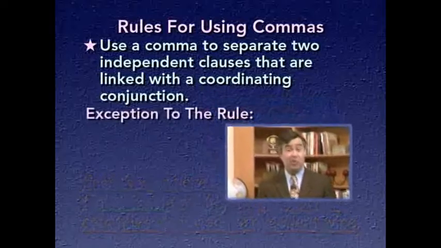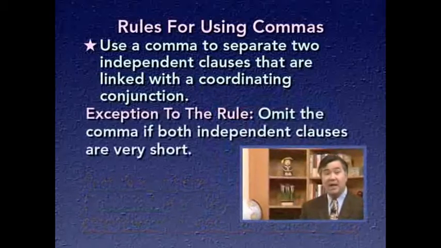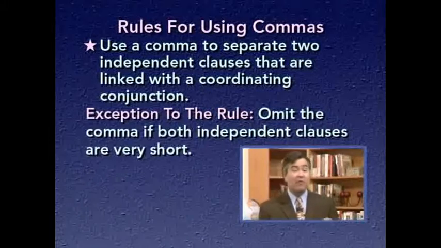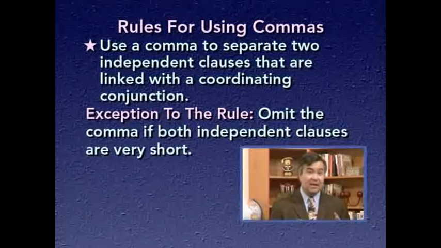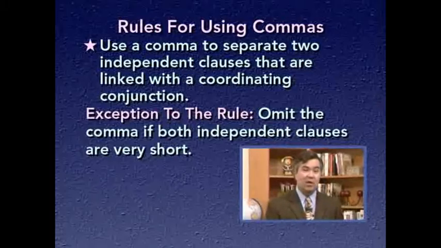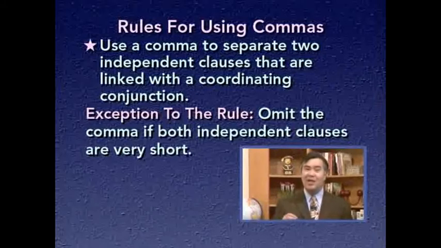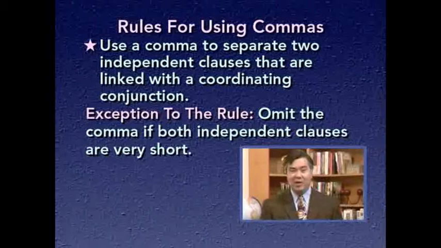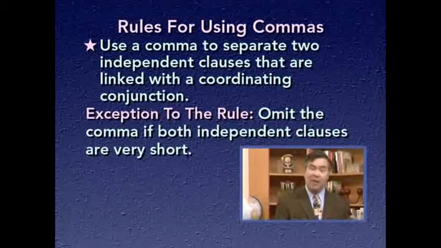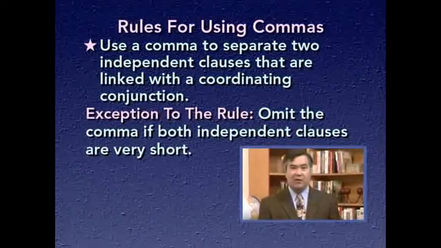Here's an exception to the rule. Omit the comma if both independent clauses are very short. In some cases, you might write a sentence that contains two or even more independent clauses that are all very short and joined with coordinating conjunction. If that's the case, you can usually omit the comma because the effect works perfectly well to read straight through when the clauses are very short.